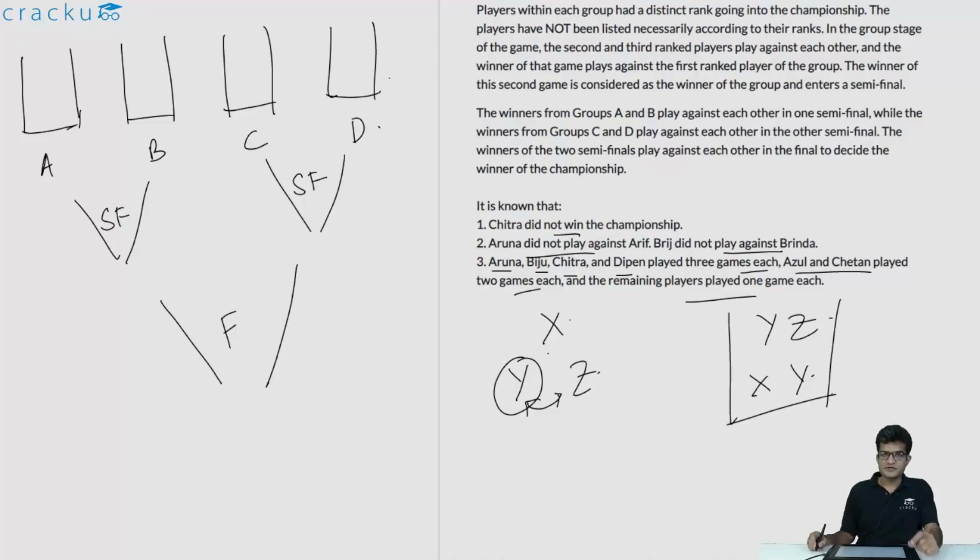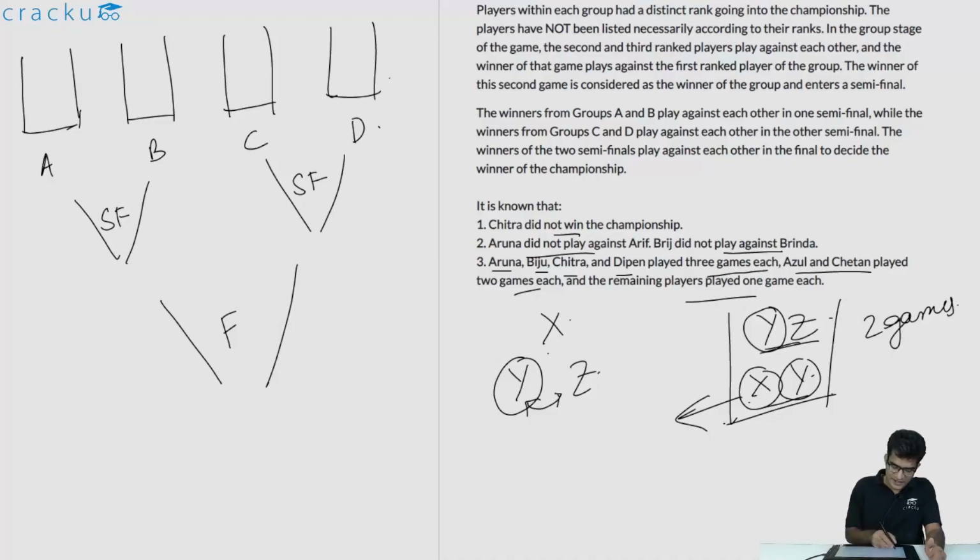The thing that you should realize is that somebody who has played 3 games has to necessarily be the winner of the group. Even if you assume that Y, who has won the first match, does not win the group, that is, in the match between X and Y, if X wins and X is the winner of the group, then Y will play only 2 games. He'll play the first game against Z, then play a match against X and lose. Anybody who has played 3 games has to necessarily be the winner of that particular group.